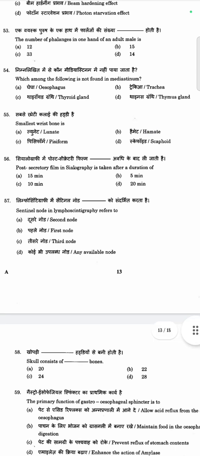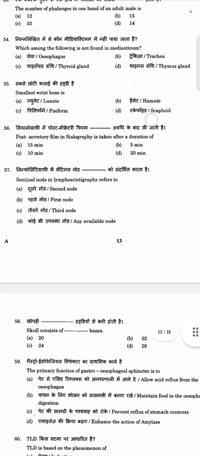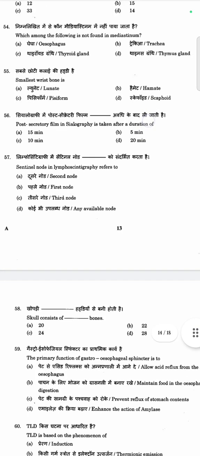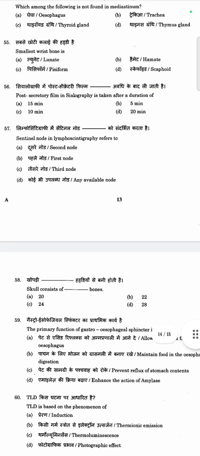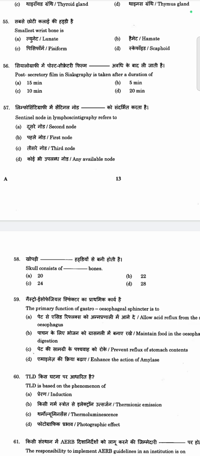Okay. The smallest wrist bone is: lunate, pisiform, hamate, scaphoid. The smallest wrist bone is the pisiform. Okay. Post secretory film xylography is taken after a duration of 5 to 10 minutes, but the post secretory film xylography is taken for 10 to 15 minutes. But the options given are 15 or 10 minutes, so you can go to 15 minutes.